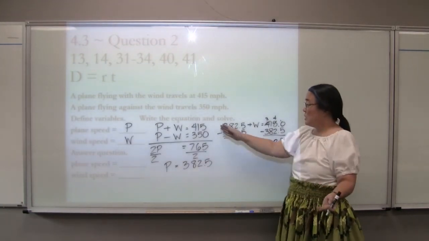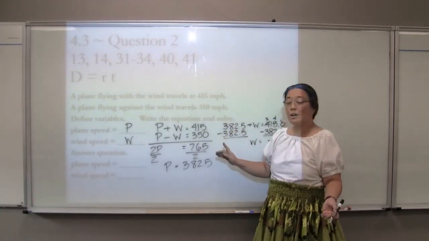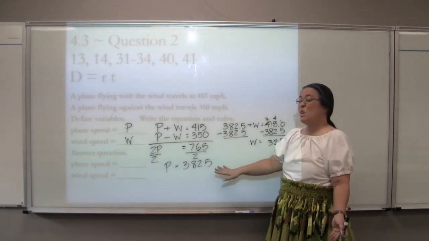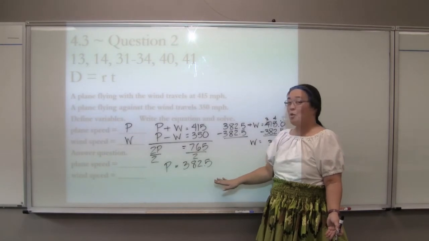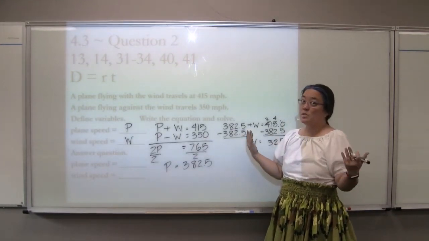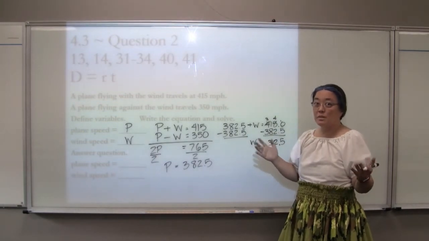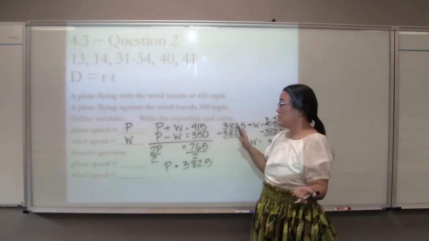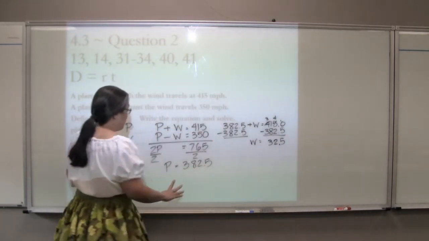So the students who accidentally subtract here will have a plane that goes 32.5 miles an hour in winds of 382.5 miles an hour. They're not even on Earth. They're somewhere else. It's crazy. Besides, why would you be flying a plane in 300 mile an hour winds? So please make sure that these answers make sense.